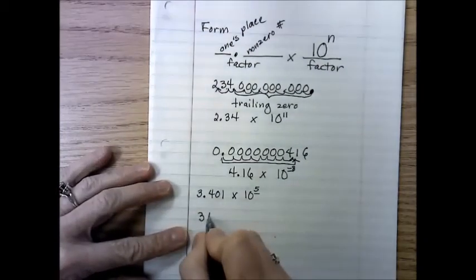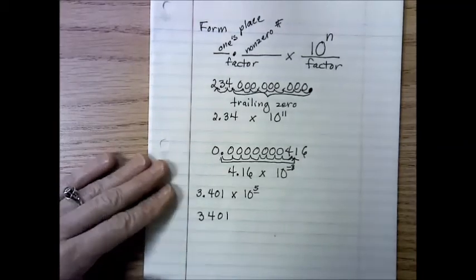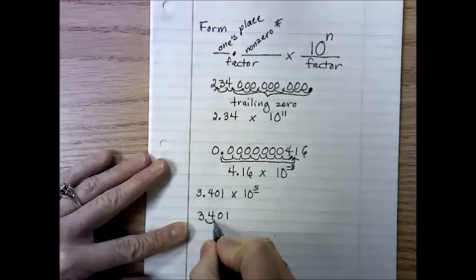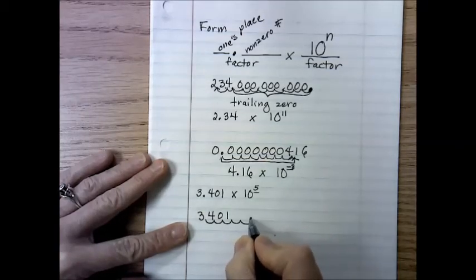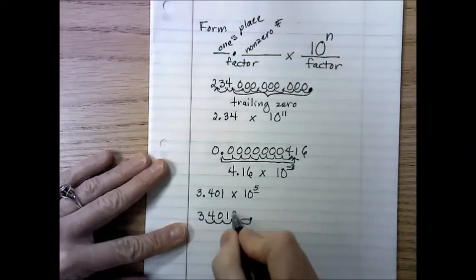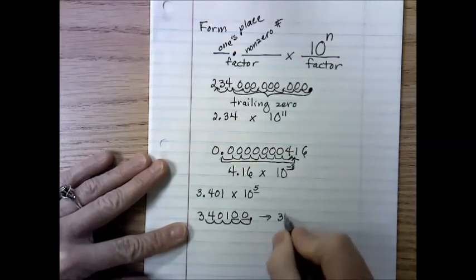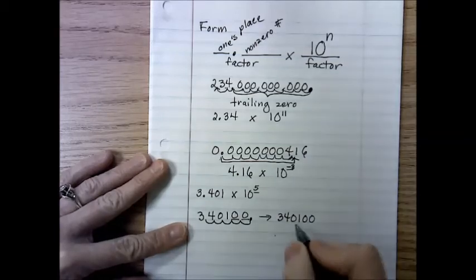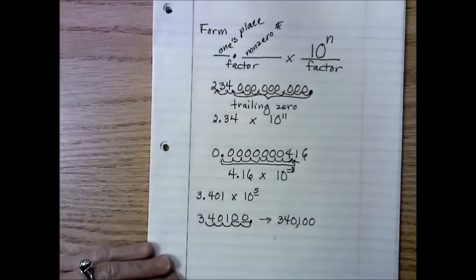So I'm going to put my 3, 4, my 0, 1. And I'm going to move my decimal point 5 places. So it was here, so I'm moving it 1, 2, 3, 4, 5. And what would I do with these two positions here? The ones below, I would put zeros. So my new number would be 340,100. Go back and put my commas in, so that would be 340,100.